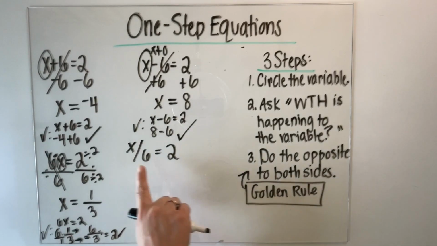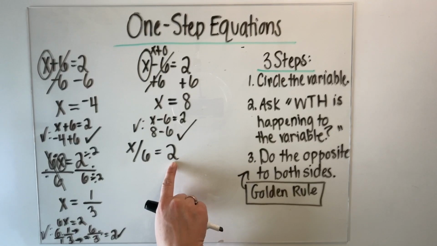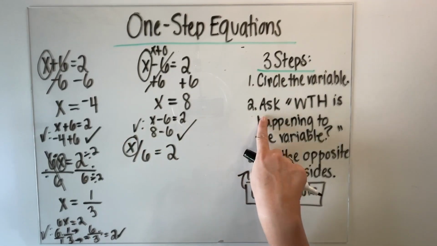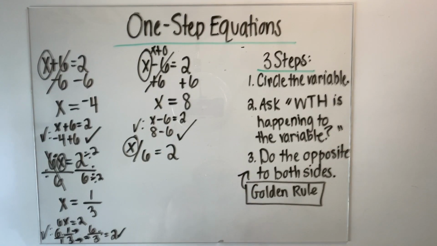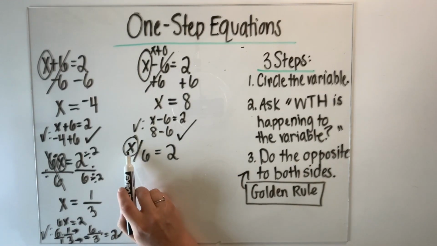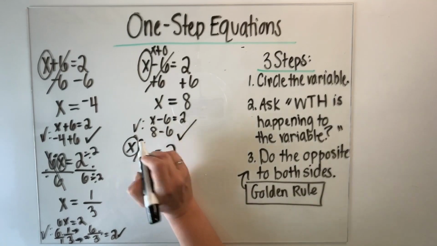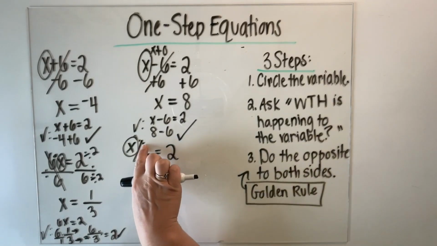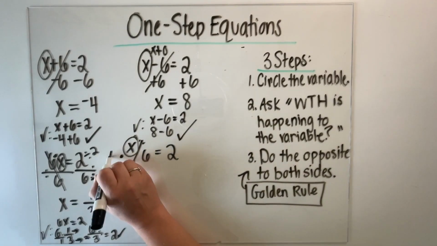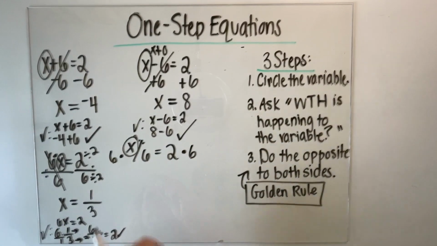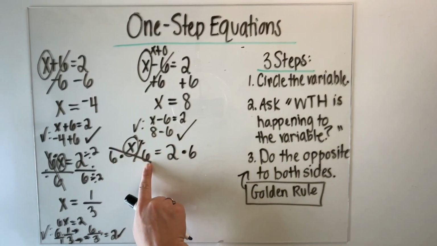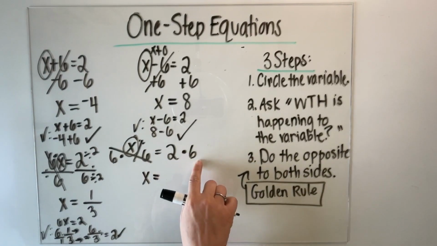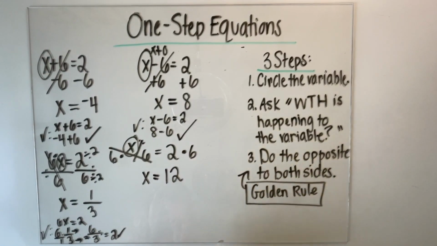And our last example, x divided by 6 equals 2. Step number 1, circle the variable. Step number 2, ask, what the heck is happening to the variable? The variable x is being divided by 6. So I shall do the opposite to both sides. The opposite of dividing is multiplying both sides by 6. 6 divided by 6 is going to be 1x, and 2 times 6 is going to be 12.